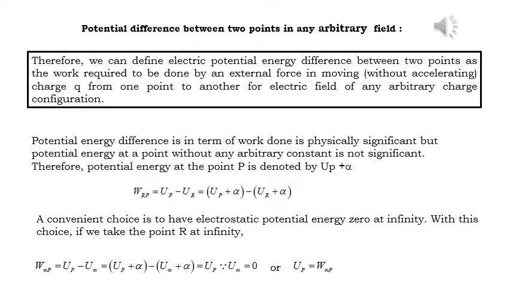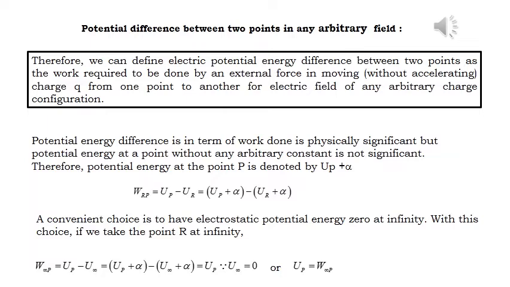Now we can redefine. The work done in bringing a unit test charge from reference point R to P is U_P minus U_R, which is nothing but (U_P plus alpha) minus (U_R plus alpha). A convenient choice is to have the electrostatic potential energy be 0 at infinity. At the infinity position, the potential energy is 0. Why? Because at infinite distance from the source charge, the effect of the electric field is 0. No electric field, so without any work we can move the test charge towards the source charge. This is the meaning.